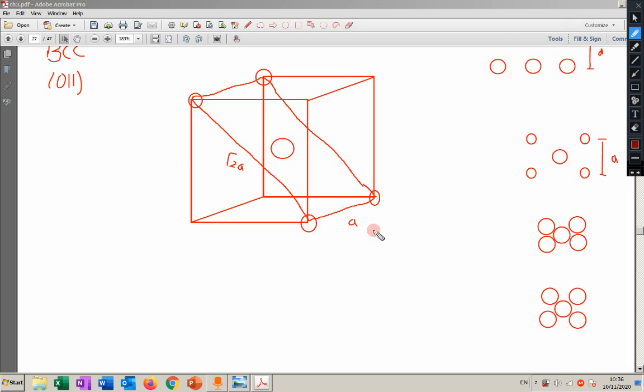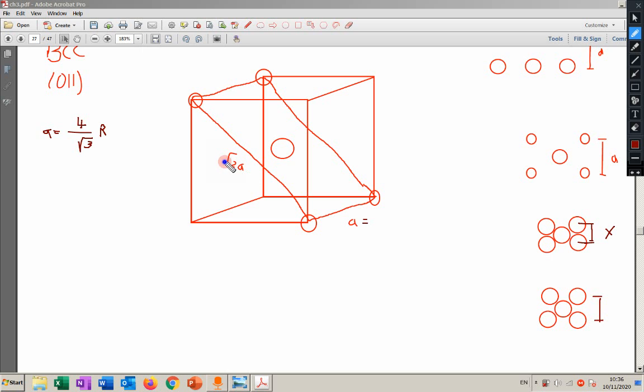Well, we know A is equal to what in BCC? A is equal to 4 over root 3 R. So it means that the two atoms will not touch each other. Why? Because A is more than 2R. If you consider this one to be A, it would be 2R because they're touching each other. So it's not going to be this one. Yes, it's possible to be this one, or possible to be this case here.